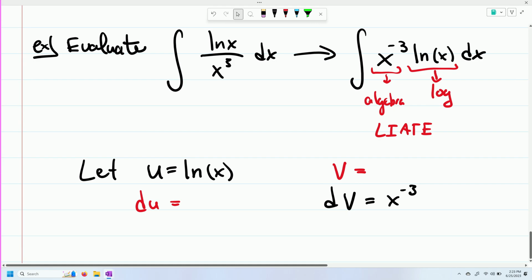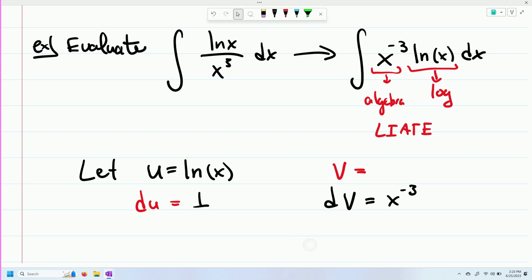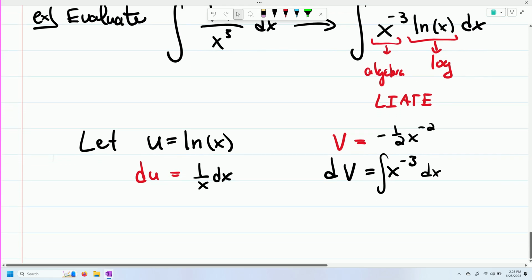All right. So when I integrate x to the negative 3 times the natural log of x dx, we're going to use integration by parts. u equals the natural log of x. Therefore, du is going to be 1 over x dx. And v is just going to be the integral of x to the negative 3 dx. Sorry, I forgot to write the dx there. My bad. And when you integrate that, you end up getting negative 1/2 x to the negative 2.